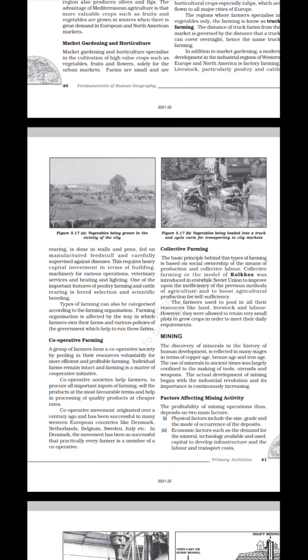In Denmark, the cooperative has been so successful that practically every farmer is a member of a cooperative. Collective farming. The basic principle behind this type of farming is based on social ownership of the means of production and collective labor. Collective farming, or the model of kolkhoz, was introduced in the erstwhile Soviet Union to improve upon the inefficiency of the previous methods of agriculture and to boost agricultural production for self-sufficiency.